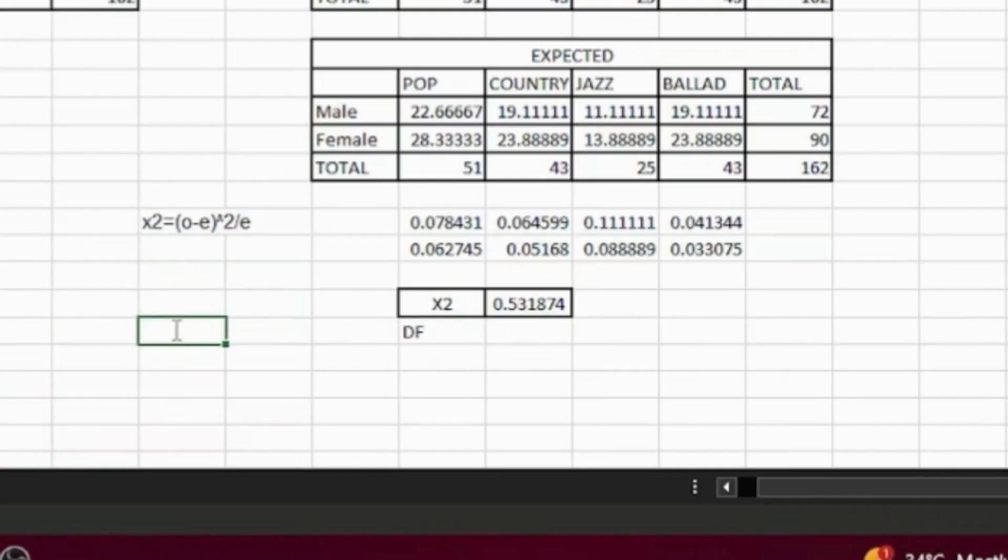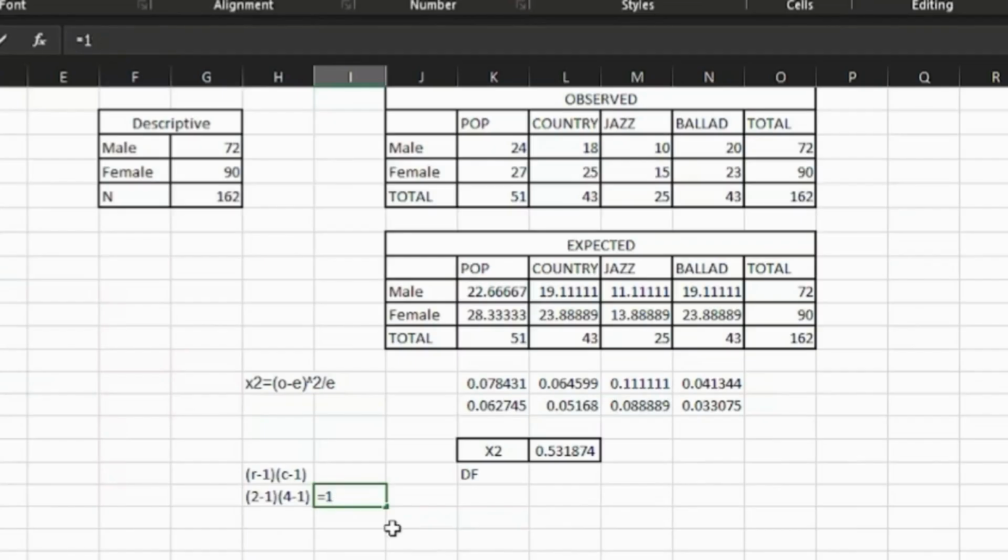What do we do then? First, type your chi-square result. Second, identify the degrees of freedom, which follows the formula of row minus 1 multiplied by column minus 1. In this case, we have 2 minus 1 equals 1 and 4 minus 1 equals 3. Therefore, we will have 3 times 1 equals 3.